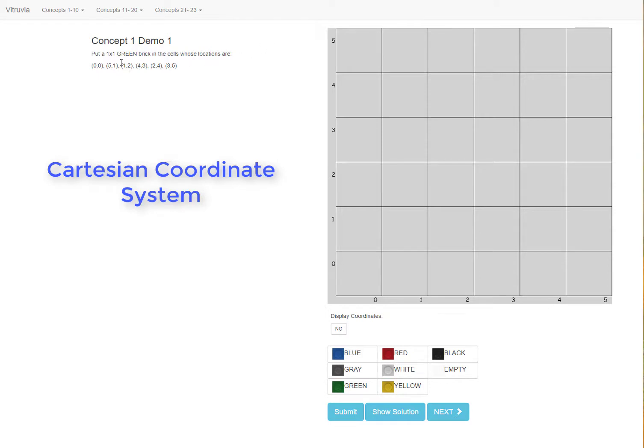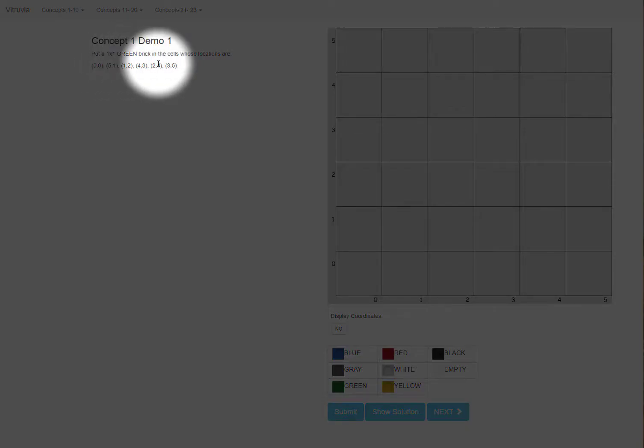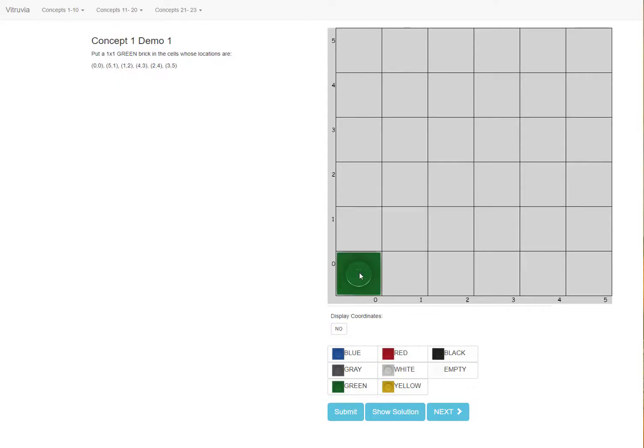So this question here says put a 1x1 green brick in the cells whose locations are, and then it gives you a number of locations, pairs of coordinates. To answer this question, you first go down with your mouse and click on the green brick. Then we're going to place this green brick in the various cells that have these positions. So 0, 0 is right here.